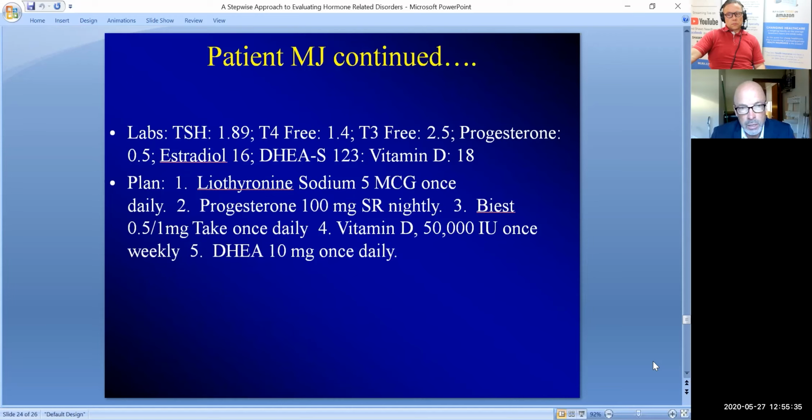Starter, in her case, let's go back to number one, liothyronine. Normally some of these patients, I'm going to start them on a nature thyroid or NP thyroid or compounded thyroid. Because she's 89 and you're dealing with someone aged, you want to make these tweaks and changes in kind of minor increments. So I kept her on her levothyroxine and just asked her to add liothyronine, or straight T3. Started on progesterone and started on the BIEST 0.5/1 milligram. And then DHEA 10 milligrams once daily, just to kind of boost up her adrenals just a little bit.